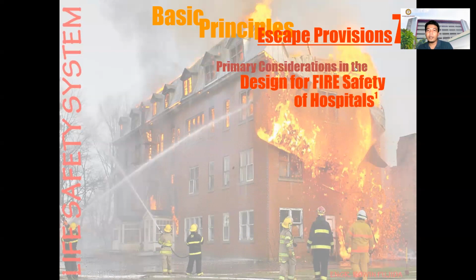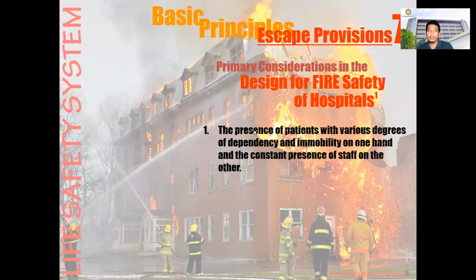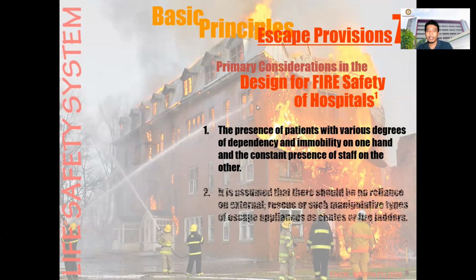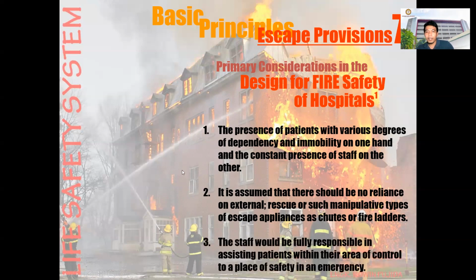Primary consideration in the design of fire safety of hospitals: the presence of patients with various degrees of deficiency, dependency, and immobility on one hand, and the constant presence of the staff on the other hand. It is assumed that there should be no reliance on external rescue or such manipulative types of escape appliance as chutes and fire ladders. The staff would be fully responsible in assisting patients within their area of control to a place of safety in an emergency.